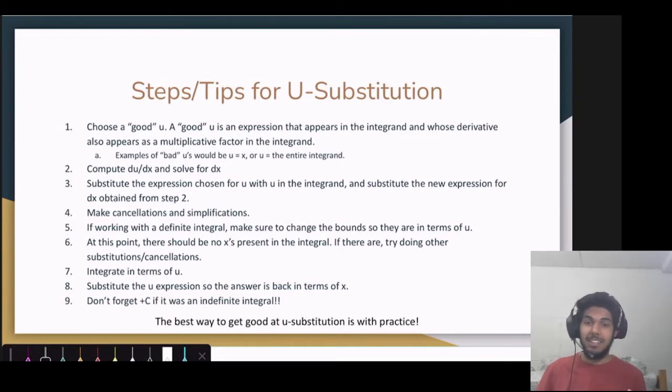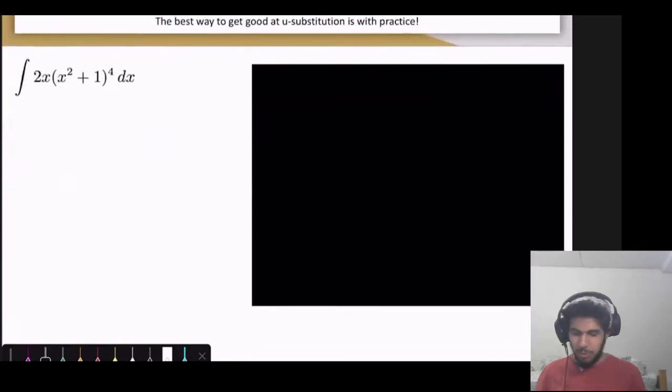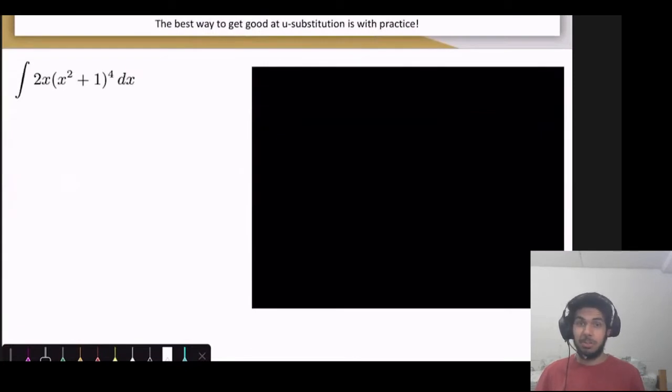So the best way to get good at U-substitution is with practice. So that's what we'll do now. I'll walk you through a handful of examples, and hopefully we will be professionals at U-substitution by the end of it. So this is our first problem, the integral of 2x times (x squared plus 1) to the 4th dx.